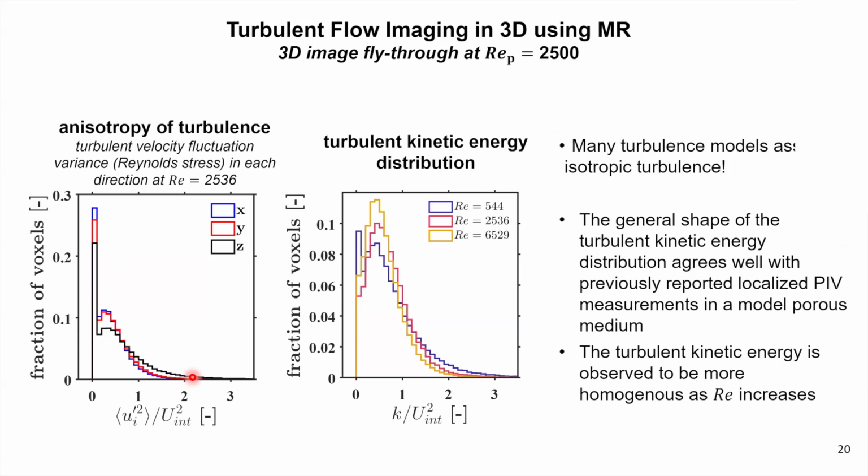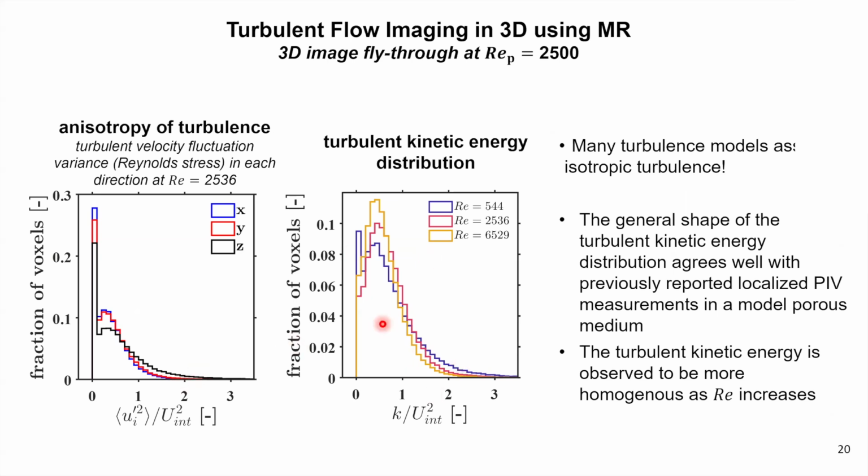But importantly, many turbulence models, when you're modeling these systems, assume isotropic turbulence, and we can clearly see that's not the case. So it makes you think more carefully about some of the assumptions that you're making in those models.